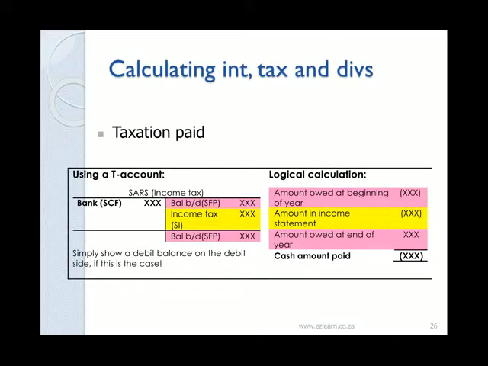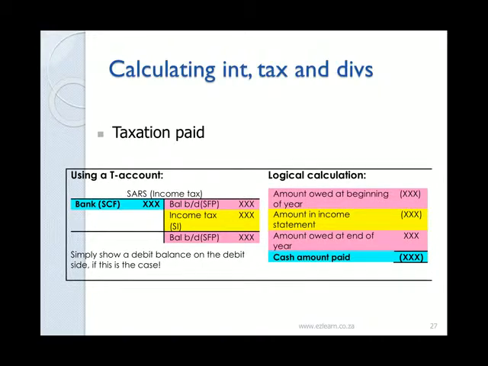You can then show your income tax figure as taken from the statement of income and show it either on the credit side of SARS, because that's where you would enter your income tax, or show it as an outflow in your logical calculation. As before, you can then calculate the actual cash amount paid, either as a debit in the SARS income tax T account or as the answer to your logical calculation.